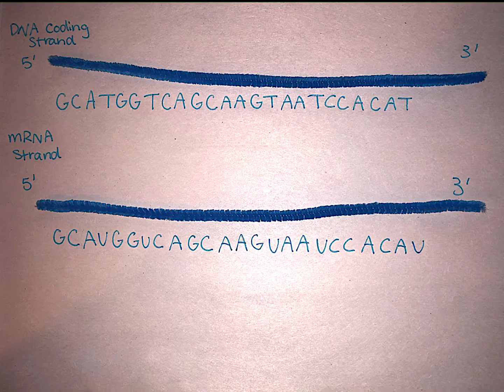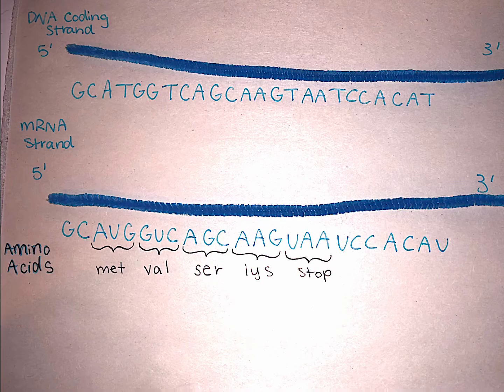Now we take the coding strand and transcribe it to mRNA by changing the thymines to uracils. We can now identify the amino acid sequence starting with the start codon AUG, which codes for methionine. GUC then codes for valine, AGC codes for serine, and AAG codes for lysine, followed by the stop codon.